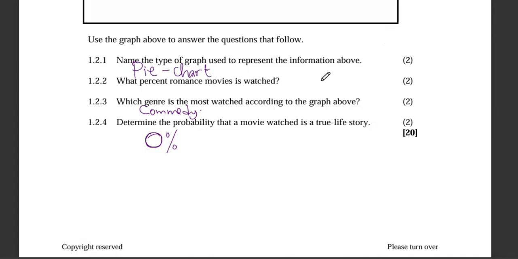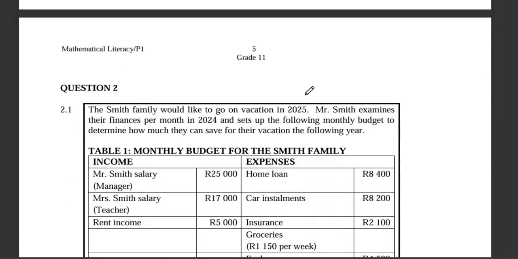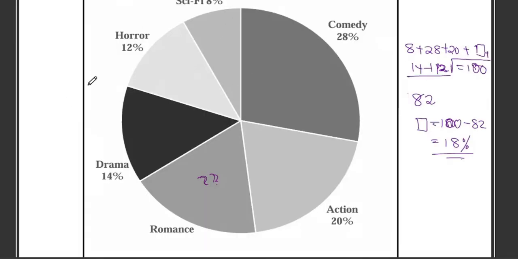It's 0%. Why do we say 0? On the graph here, we don't have true life story.